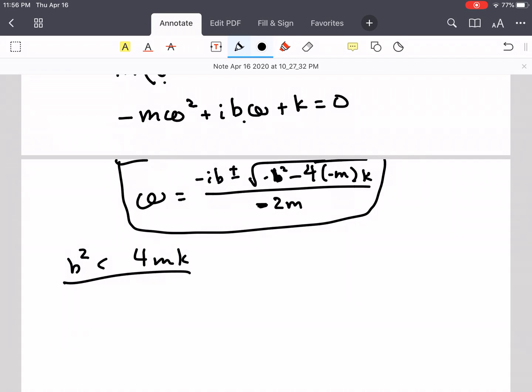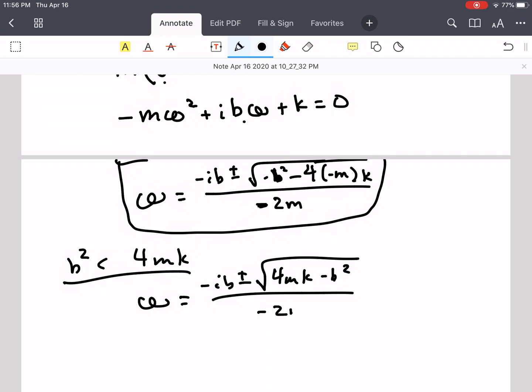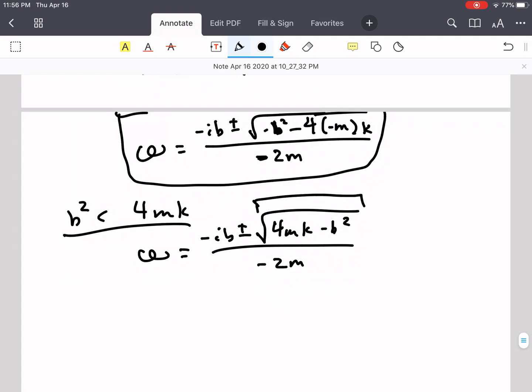omega is equal to negative ib plus or minus the square root of 4mk minus b squared, over negative 2m. But this square root is of a positive number, so it's just a regular old positive number, meaning that omega can be written as two terms: negative ib over negative 2m, so positive ib over 2m, plus or minus the square root of some positive number, 4mk minus b squared, over 2m.